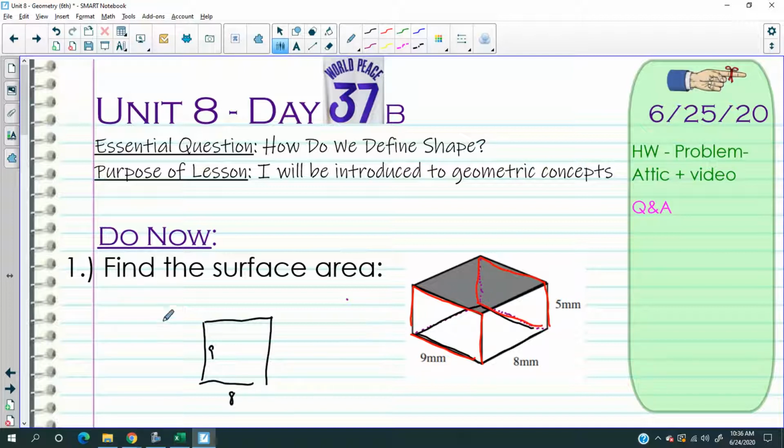Let me do this. I have to make sure I label them as I go. So what is that? That's 9. What's down here? That's 5, because that's the height. Same thing.